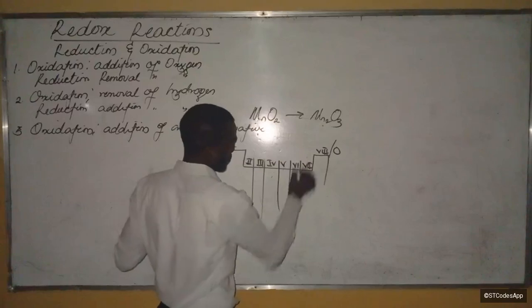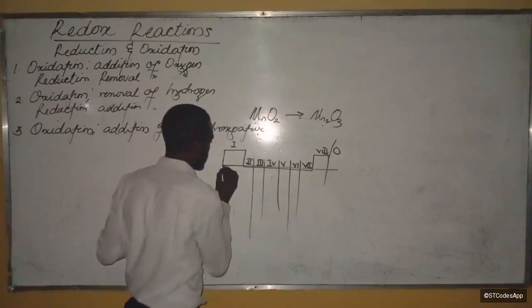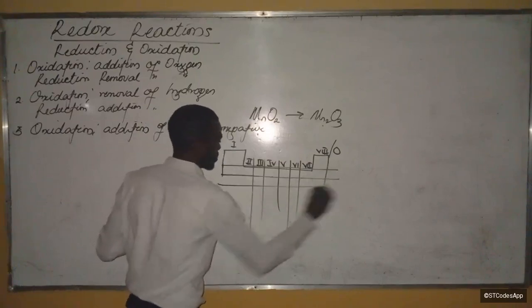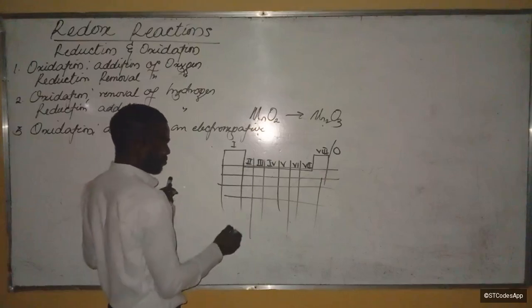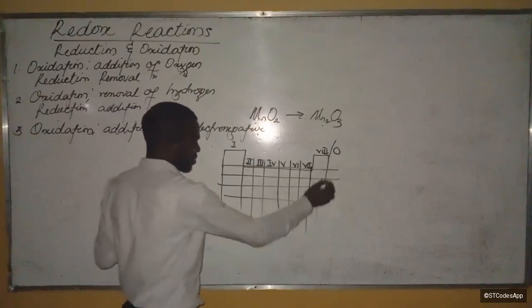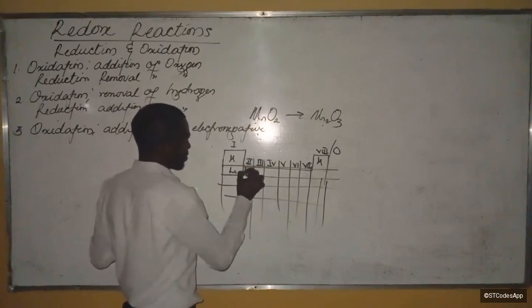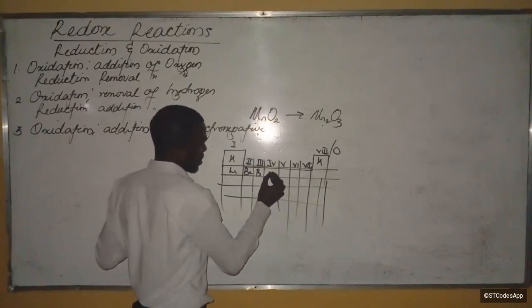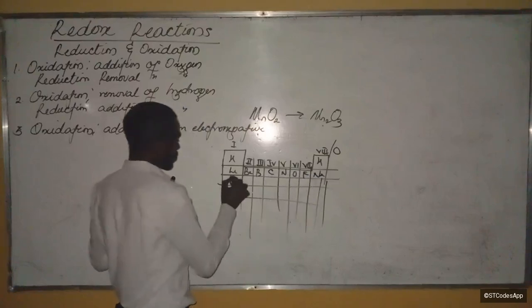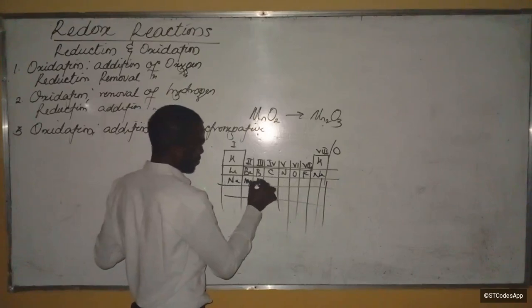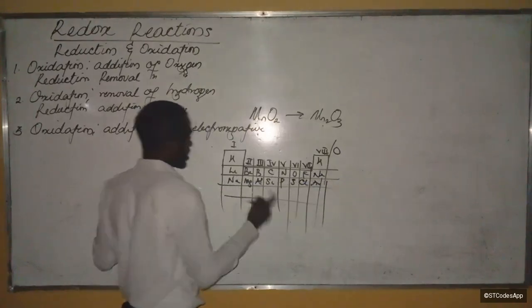Just draw your table like this. Then you now start like this, draw your lines, okay? Draw your lines like this, okay? So you draw this to here, draw this to here, please. So you now come here and say hydrogen, helium, lithium, beryllium, boron, carbon, nitrogen, oxygen, fluorine, neon, sodium, magnesium, aluminium, silicon, phosphorus, sulfur, chlorine, argon, potassium, and calcium.